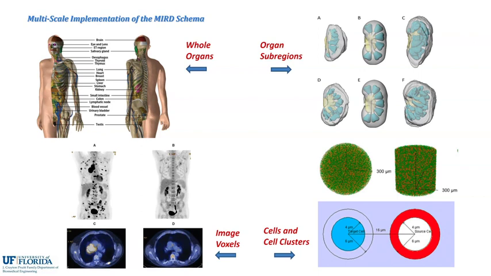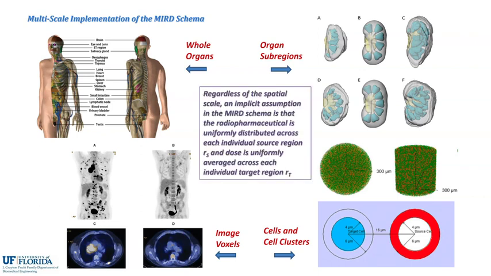One typical issue is that many people associate the MIRD schema with whole organs, and that's absolutely not the case. You get to define with the MIRD schema what your source and targets are. Your goal then is to come up with what the specific absorbed fractions and therefore the radionuclide S values are for that level of anatomy. But here's a very important point. Regardless of the spatial scale, an implicit assumption of the MIRD schema is that the radiopharmaceutical is uniformly distributed in the source organs, source regions, and dose is uniformly averaged over the target regions. So that is always the case, but you get to pick the anatomical dimensions of R sub S and R sub T.